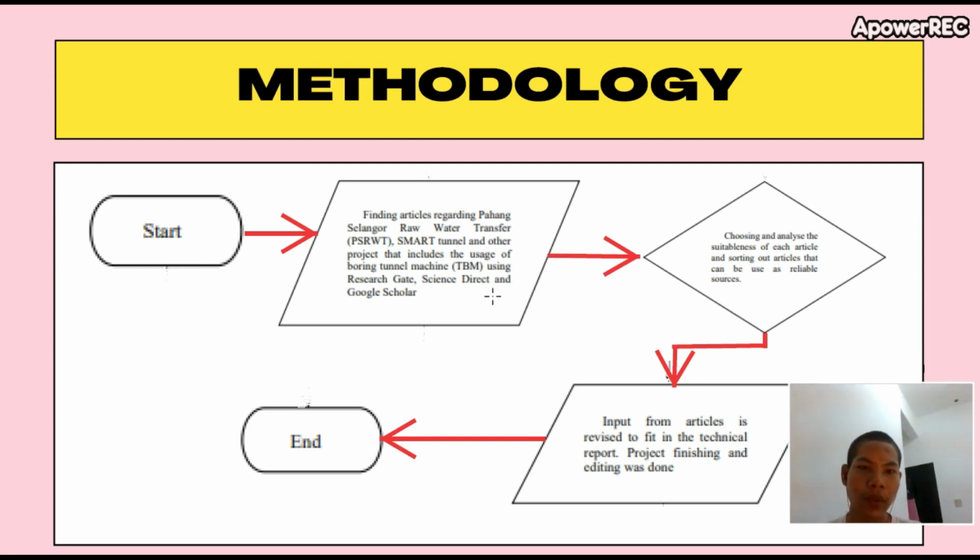Okay, so after that, what we will do is choose and analyze each of these articles, sorting them out and trying to measure their suitability according to the project theme, which is the TBM use, and also the information on TBM and how TBM is used in the project of PSRWT, which is the Pahang Selangor Raw Water Transfer.